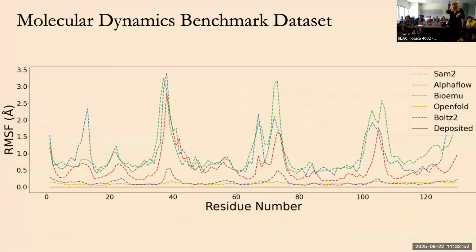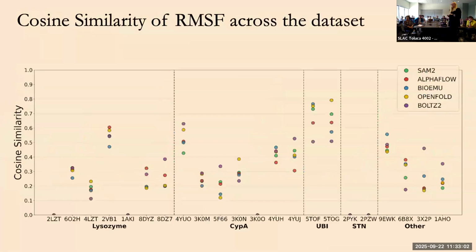And so we can go through and plot along each residue. How does the RMSF really change? How is it moving together? And we look at the cosine similarity of the RMSF across the data set, where we have some structures that do a much better job at comparing the RMSF of individual residues compared to others.